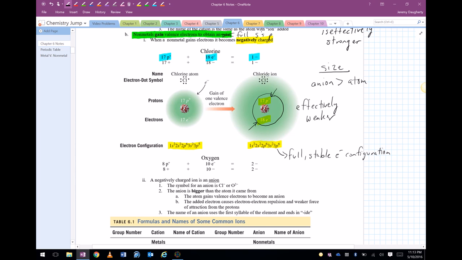Alright, so we call a negative ion an anion. People always mispronounce it: an anion. Again, you know the symbol, the number comes before the charge. The anion is bigger than the atom it came from. Why? The atom gains valence electrons, and with the added electrons we have electron-electron repulsion and a weaker force of attraction from the protons. So again, this idea of Coulomb's law.